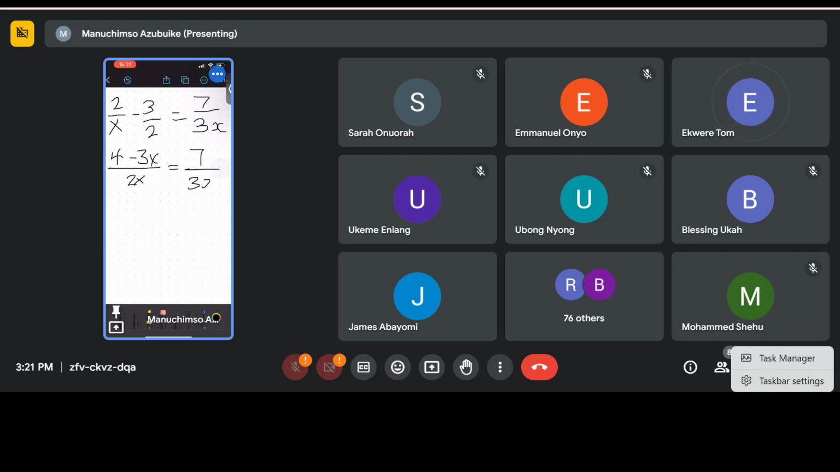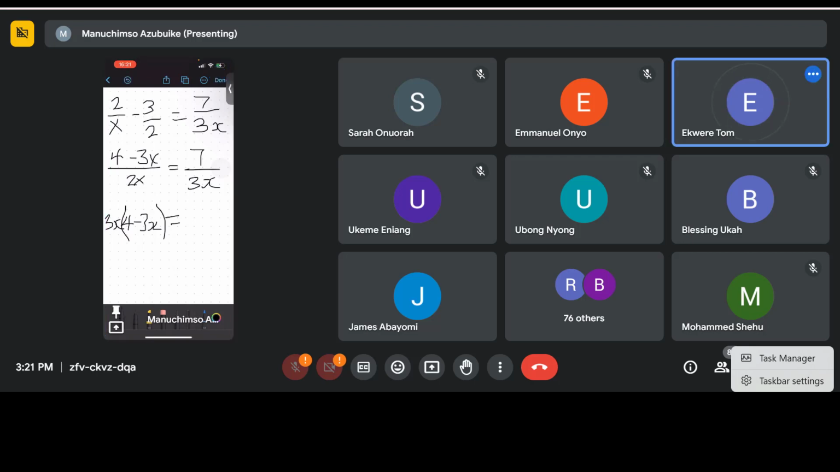Seven over 3x. Here now, you can go straight into cross multiplying. When you cross multiply, you're going to have 3x into 4 minus 3x and 7 into 2x.